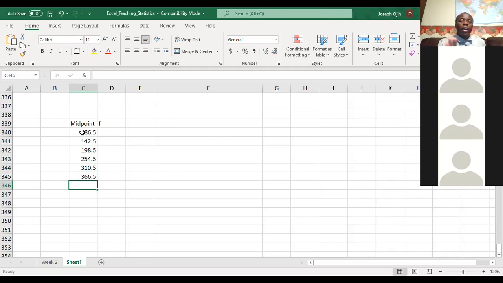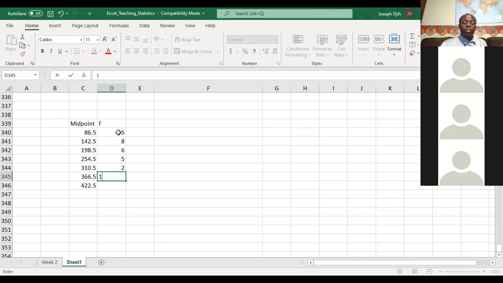Then 142.5, 198.5, 254.5, 256.5, and 422.5. Now, another thing: if you are already doing this work as I'm doing it in Excel, then basically you have done the classwork. You can just upload what you have done on Canvas, or email it to me, and that will be accepted. Otherwise the classwork is just one question. The frequencies are 5, 8, 6, 5, 2, 1 and 3.